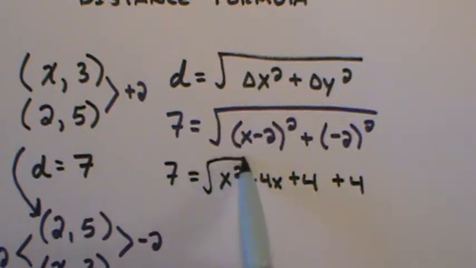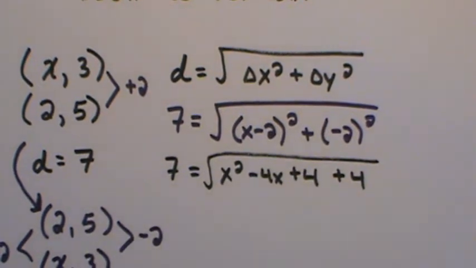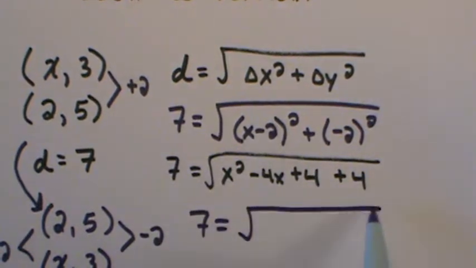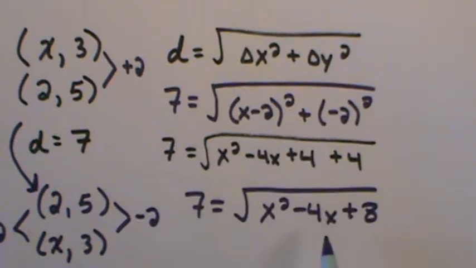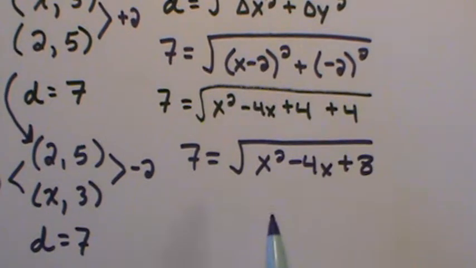And that's all under a radical. So I simplify what I'm looking at. 7 is equal to the square root of x squared minus 4x plus 8. Now at this point, I'm pretty much stuck. So the only thing I can do is square both sides.